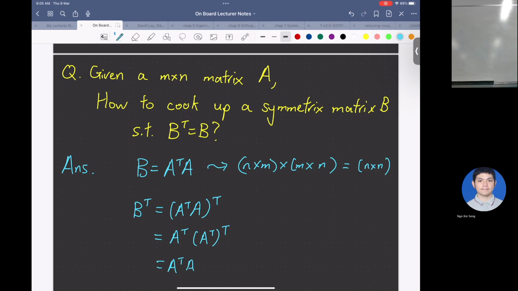Just recalling what we did. Any question? If you are still skeptical, you can just try examples. Just try any A you like, follow this rule here: transpose it and then multiply together.